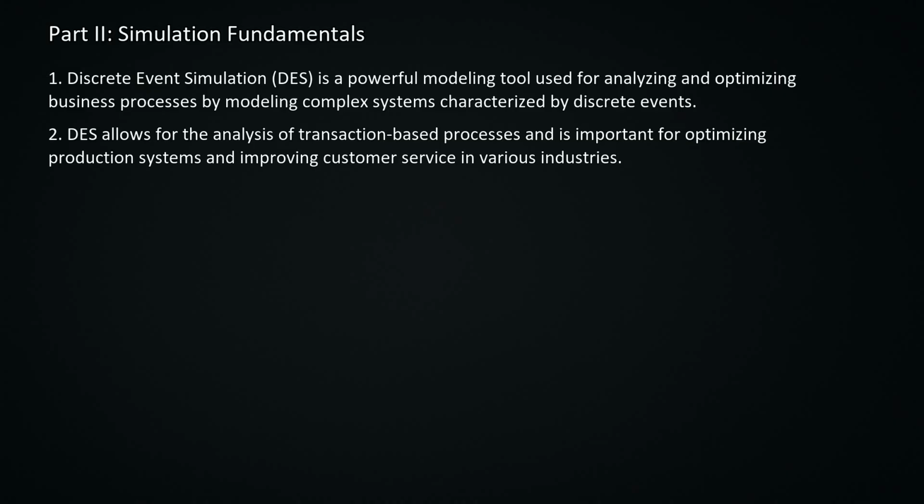Chapter 10. Simulation Process. Fitting Probability Distributions. This chapter focuses on the process of fitting probability distributions to observed data in simulation studies. The authors explain how this process is crucial for accurately representing real-world systems in data models.